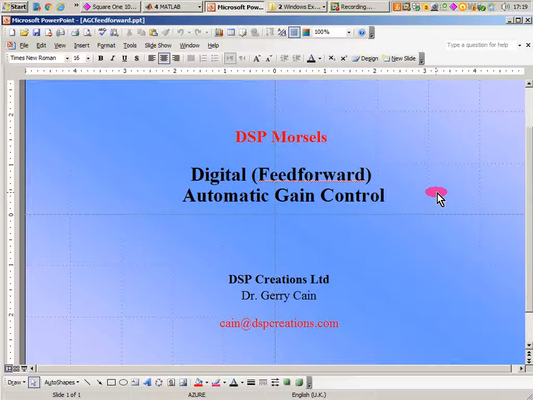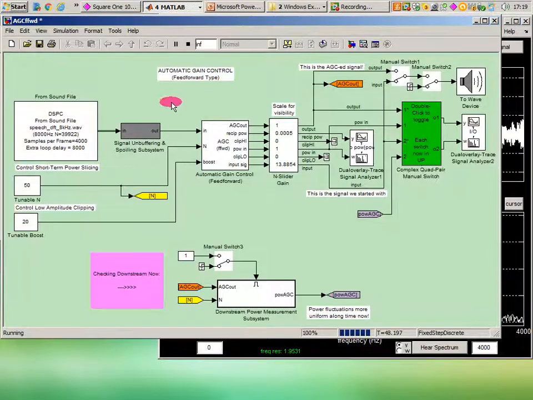This is about automatic gain control, AGC, being done digitally and with a feed-forward internal system configuration. Here's a model to explore this issue. This is a Simulink model making use, in fact, of DSP Speedster, which is a lab kit you can get available from DSP Creations, and it sits on top of Simulink and gives us some nice features.